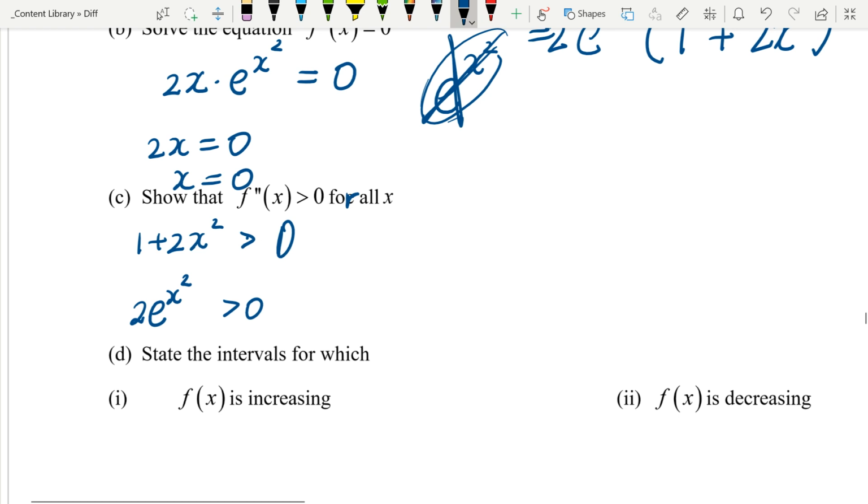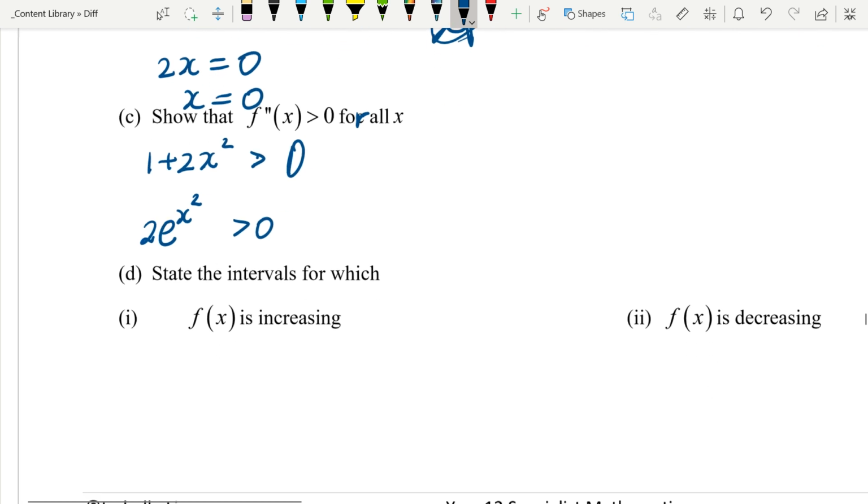What does it mean that the second derivative is always positive? The tangent is always below the graph. It's always concave up. So the whole graph is concave up.